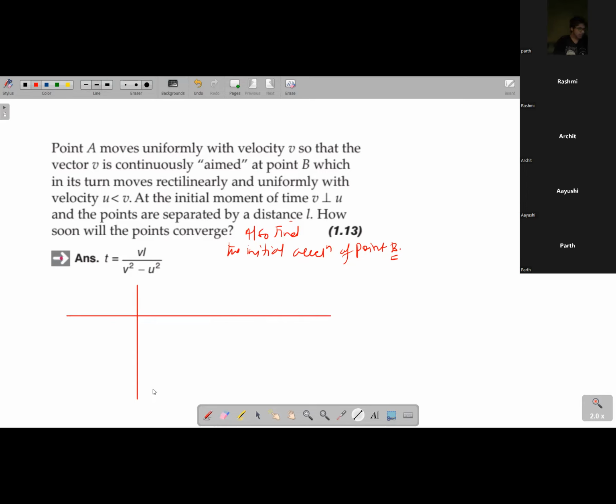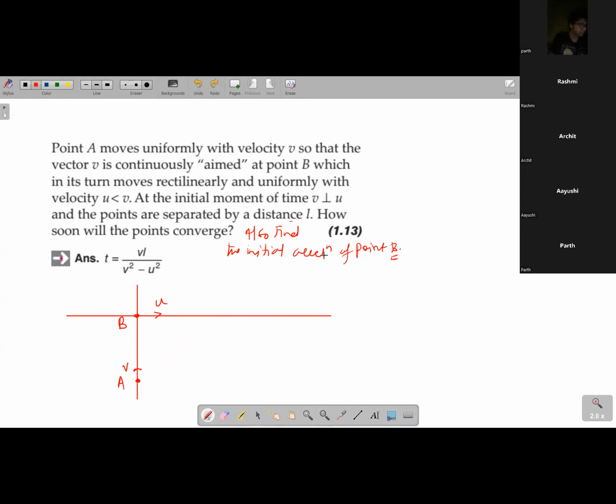Here is the point A, and here is the point B. B is going with uniform velocity u, rectilinearly on this straight line. And A has initial speed v, and is always aimed at B. When B will come here, A will have velocity vector in the direction of this. When B will come over here, A will have velocity in this direction. So A will be moving like this, right? That I'll come to later. First, let me solve this.